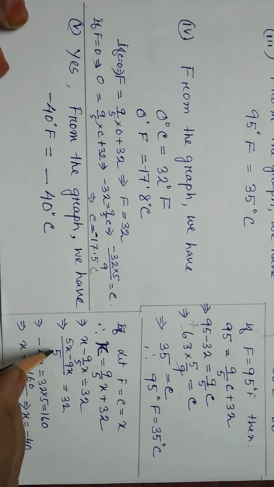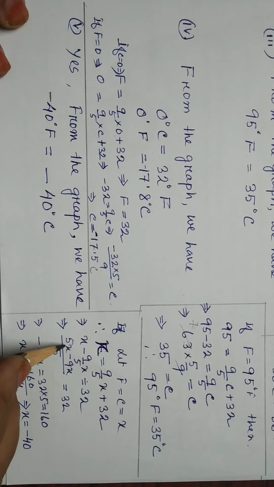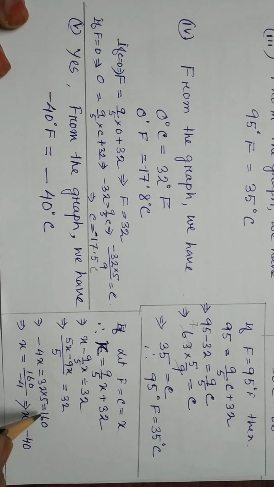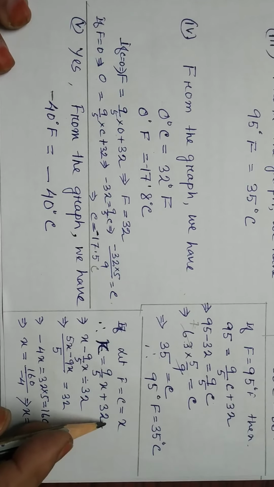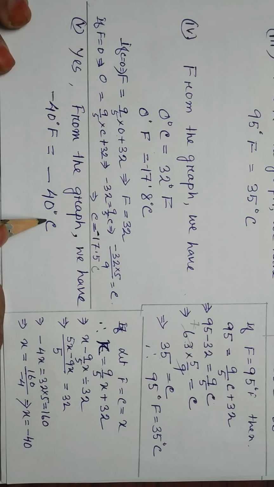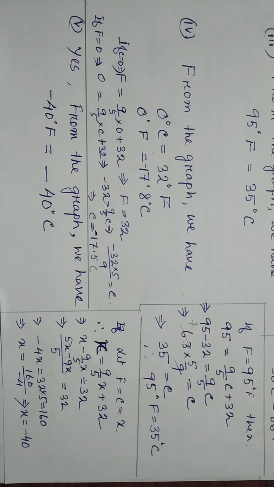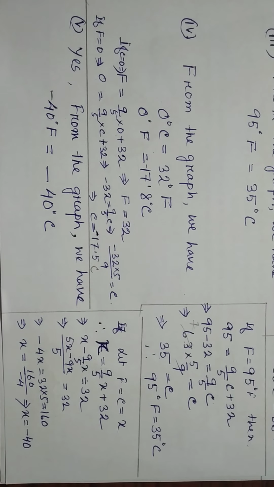If we simplify, then 5x minus 9x by 5 is equal to 32. Now if we cross multiply, 5x minus 9x is equal to minus 4x, and 32 into 5 is equal to 160. Now x is equal to 160 divided by minus 4, x is equal to minus 40. This way, x is equal to minus 40 means numerically, minus 40 degree Fahrenheit is equal to minus 40 degree Celsius. This way, we can solve question number 8. I hope all of you understand. Thank you.